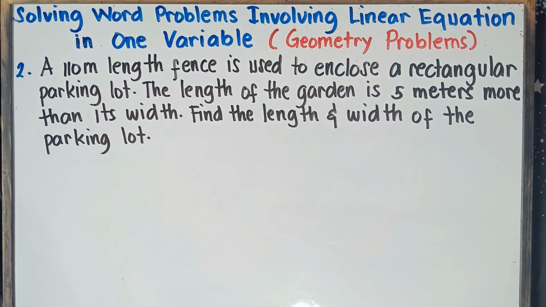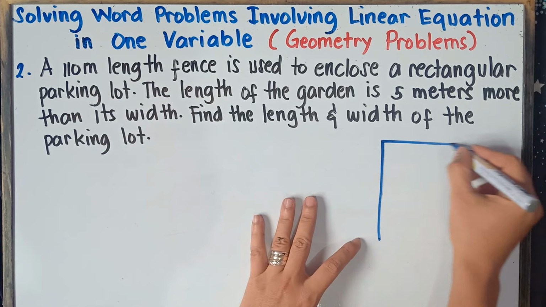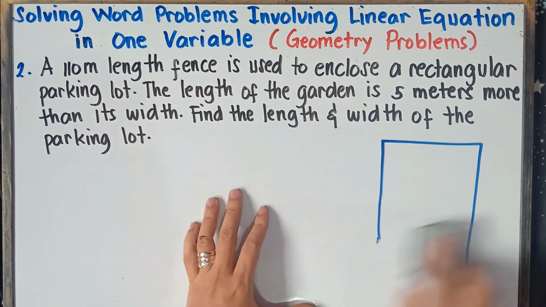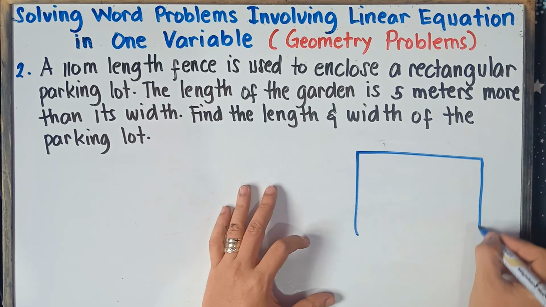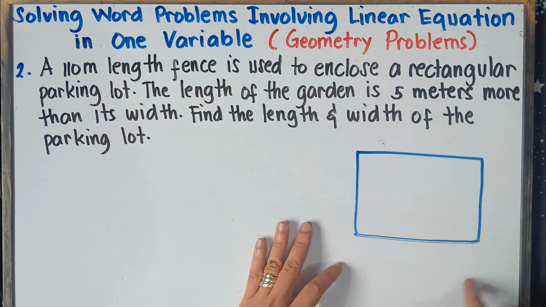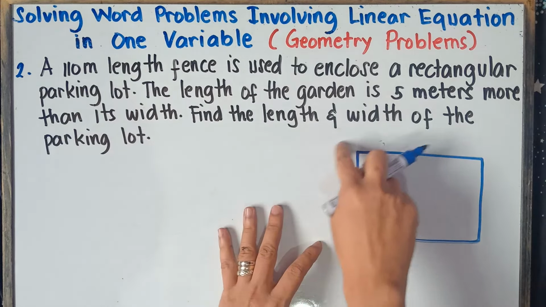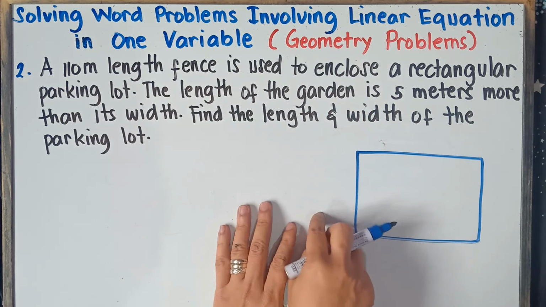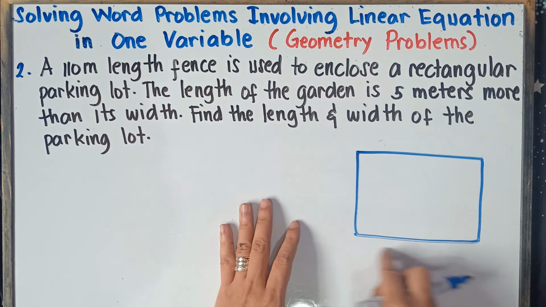So let's just draw that one, class. For the illustration, if this is our rectangular parking lot, or you can have this side. Another illustration, we can have this rectangular parking lot, and we are given the length of the fence. Therefore, the length of this fence is 110 meters. So we are given a perimeter. Once again, this perimeter is the sum of all sides. Now, we are given 110 length of the fence. So this one right here is the fence.